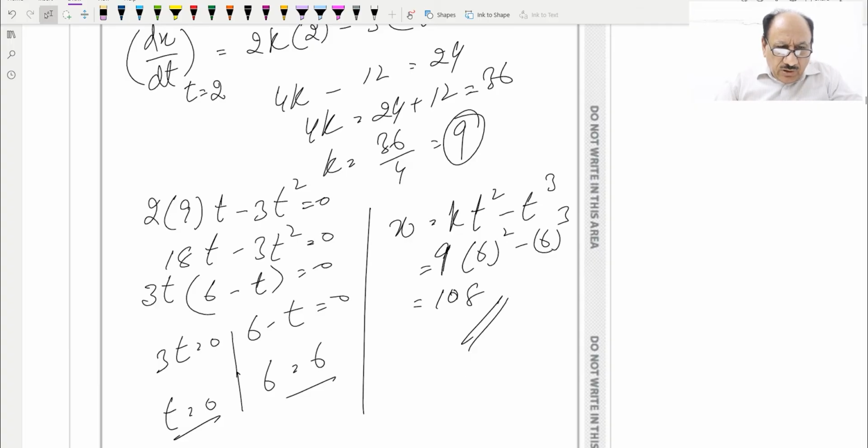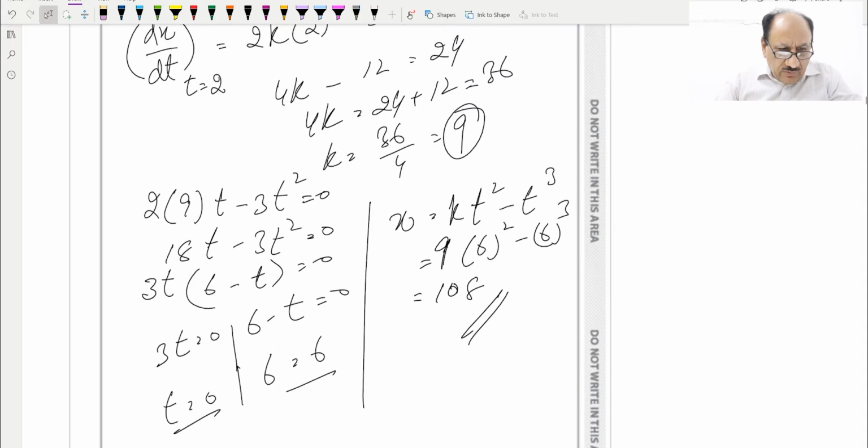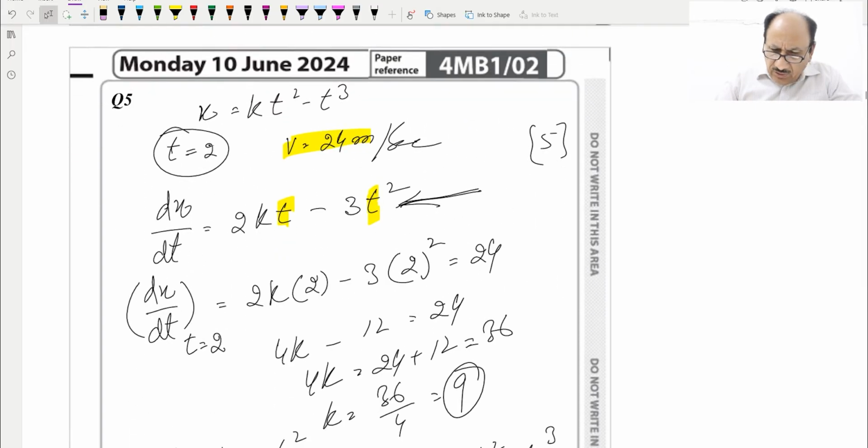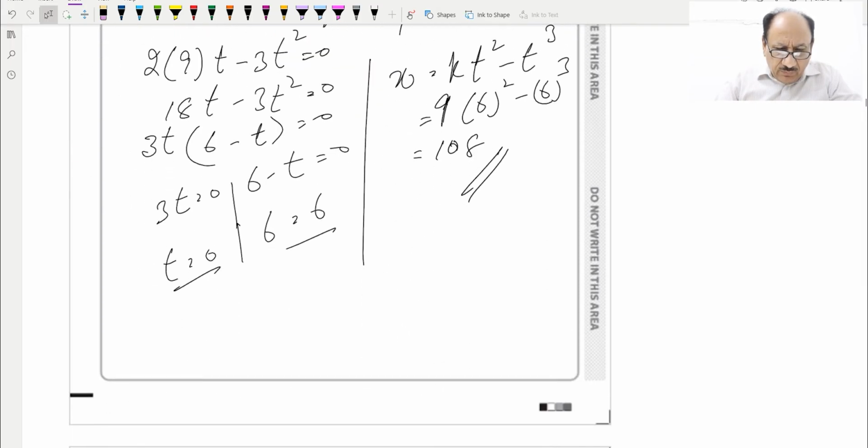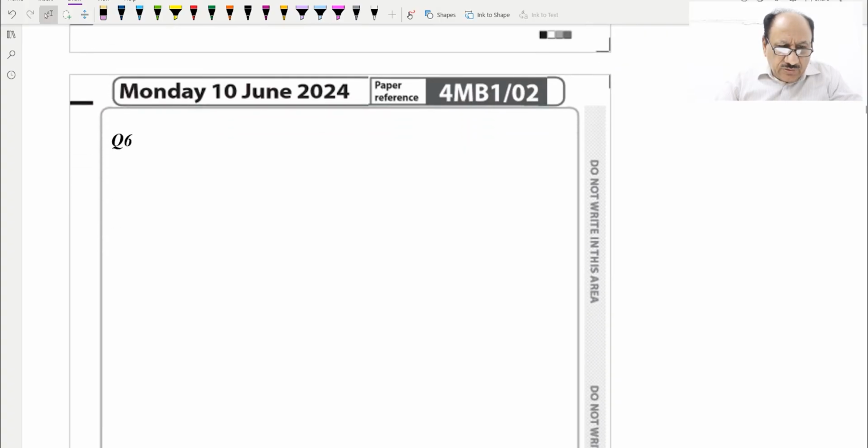So we are done with this question. This was question number 5, which is also 5 marks. Hopefully you understood this.